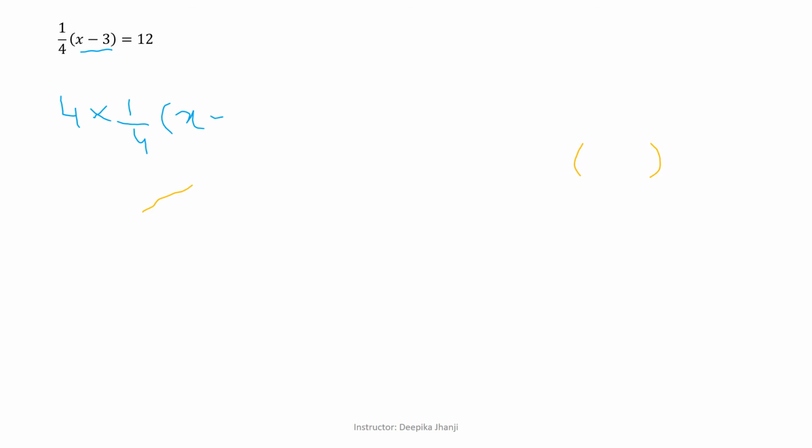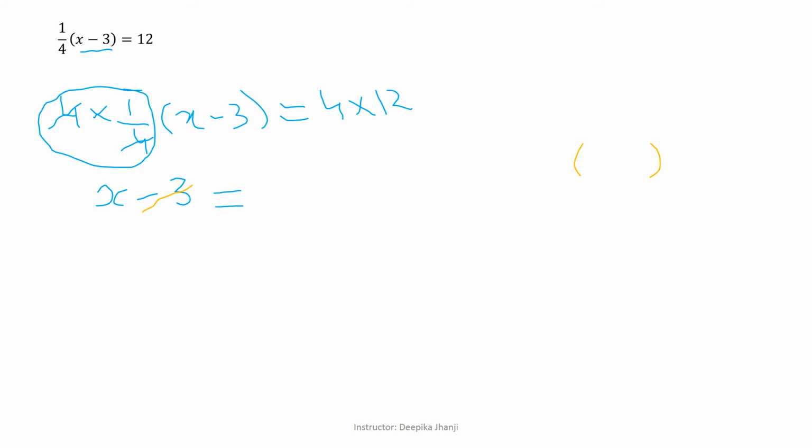This is our left side, and we'll do the same thing on the right hand side. So this becomes 4 times 12. This 4 cancels with 4 and we are left with x minus 3. Now we can remove the brackets because there is no number outside the bracket. So we have x minus 3 equals 4 times 12, which is 48.